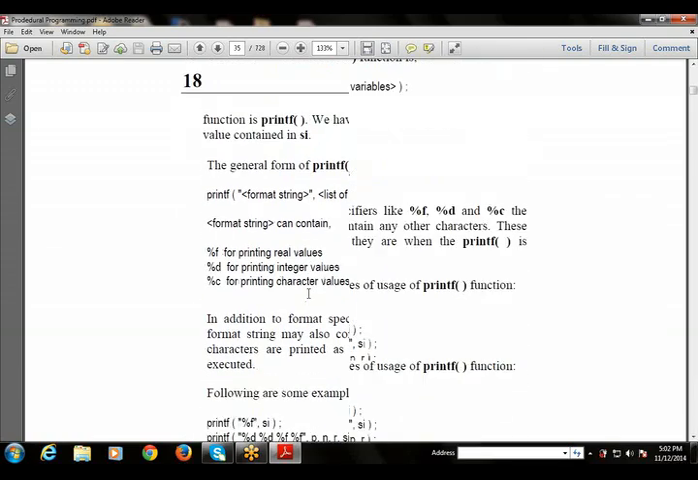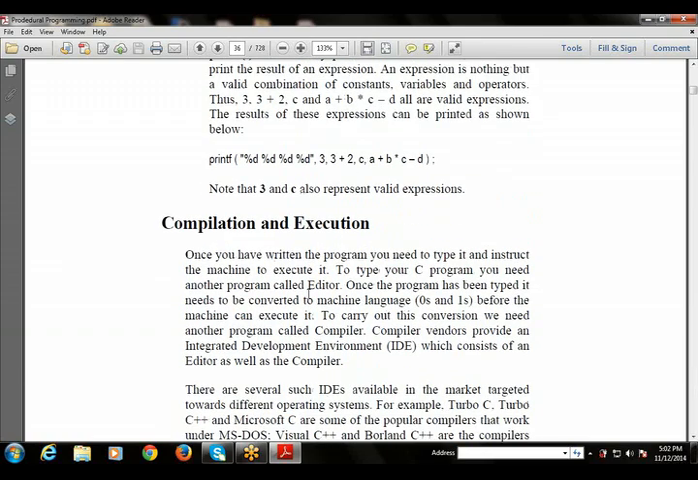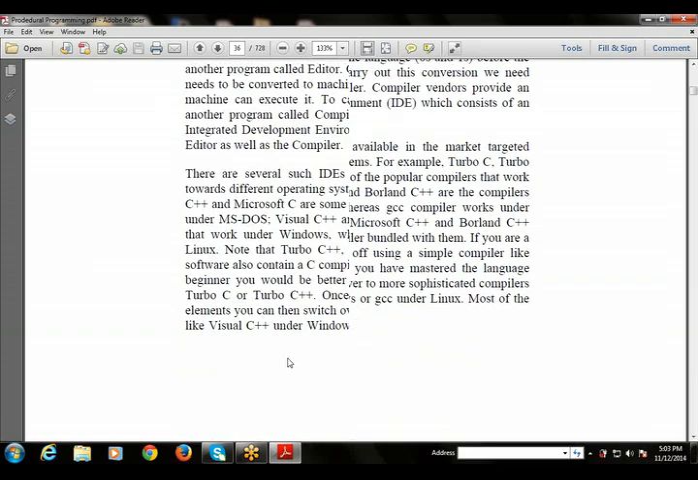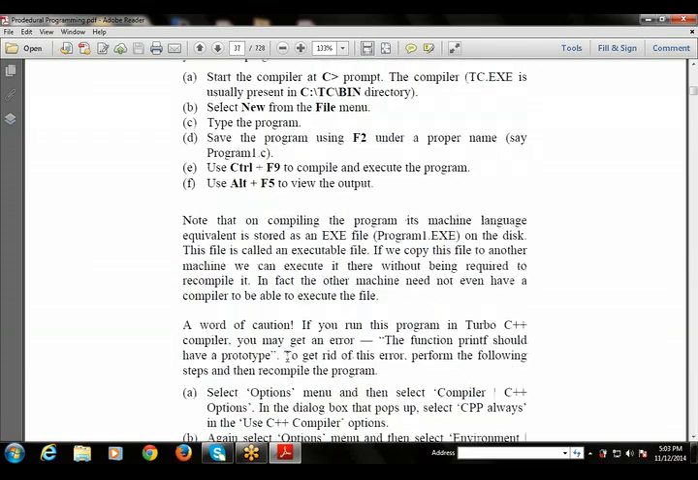Then we have talked about printf and scanf, what is printf and what is the role of scanf. Then we have talked about compilation and execution, that is, what is the difference between compilation and execution. Whenever we convert a high level program into binary terms, that is 0-1 terms, that is known as compilation. And execution is whenever we execute something that is performing the output.